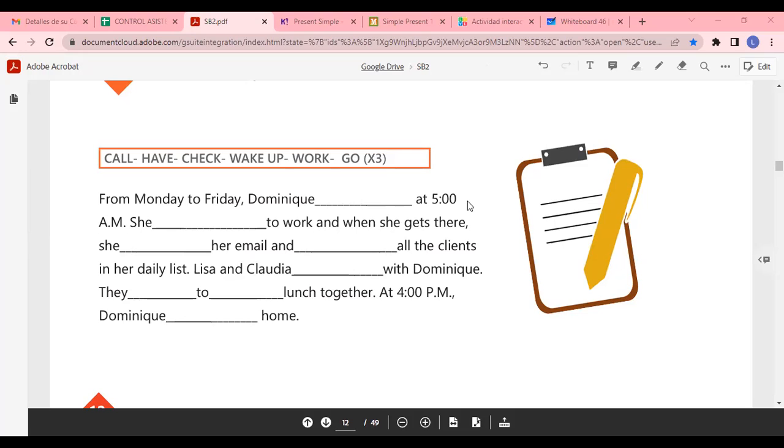la primera era, dice, from Monday to Friday, Dominique, y dice, ajá, era wakes. Okay. Wake up. It wakes up. ¿Por qué? Porque estamos hablando de ella. Por ende, debíamos. Está mal el mío, ¿no? Ahorita la. Wait, Mr. Goes. Yo le puse teacher number one. Wake up. Wakes up. Ajá, con S, veas. Wakes up. Ajá. Porque estamos hablando de ella. She, number two. She.